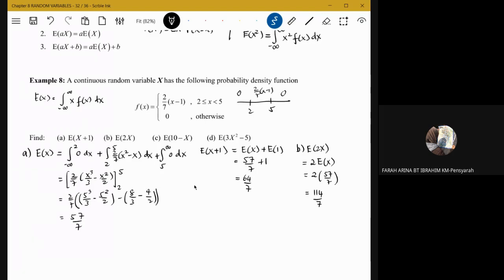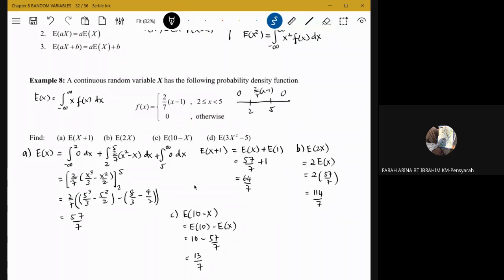Now part C, where we need to find the expectation of E(10 minus X). So we can simplify to be E(10) minus E(X). So E(constant), we get constant, minus E(X), E(X) kita adalah 57 over 7. So technically we're gonna have 13 over 7 here. Okay, so we done sampai C.